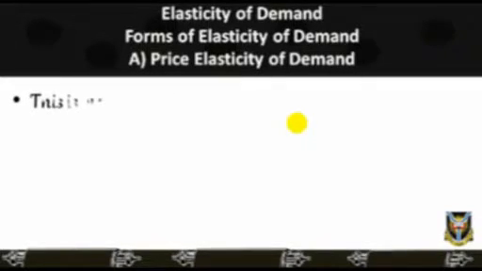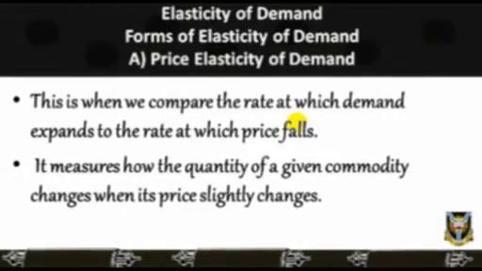These factors lead us to look at three types of demand elasticity. Elasticity of demand. Forms of elasticity of demand. A. Price elasticity of demand. This is when we compare the rate at which demand expands to the rate at which price falls. In other words, price elasticity of demand measures how the quantity of a given commodity changes when its price slightly changes. This is measured using the formula ED equals percentage change in quantity demanded over percentage change in price, where ED is the price elasticity of demand.